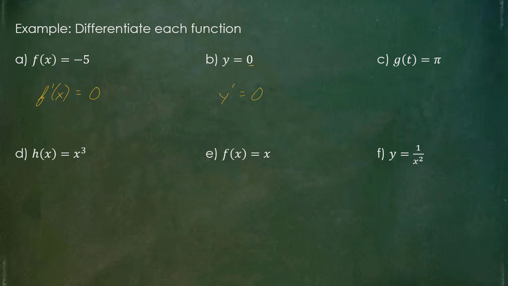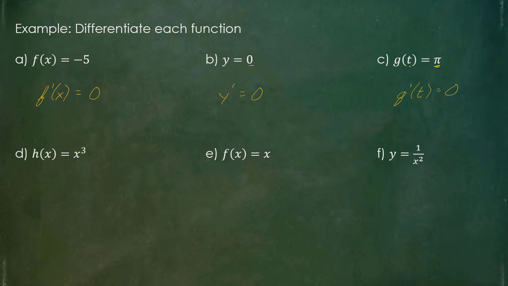And then the last one, g of t. This time we'd be differentiating with respect to the variable t instead of x, but this one just has pi. Even though pi is not a perfect number, it still is considered a constant. So g prime of t once again would equal 0. It doesn't matter if it's a negative, a positive, or an irrational number like pi, the derivative of any constant, hopefully the moral of the story hits home, is always going to equal 0.